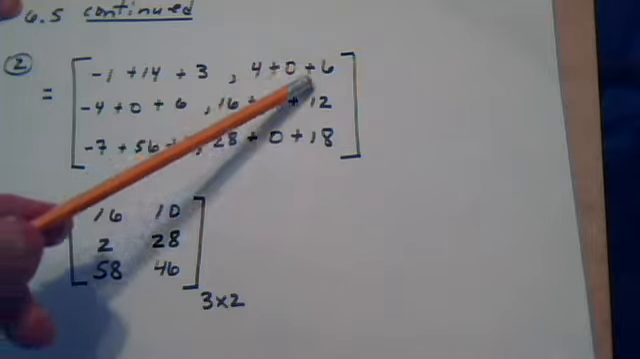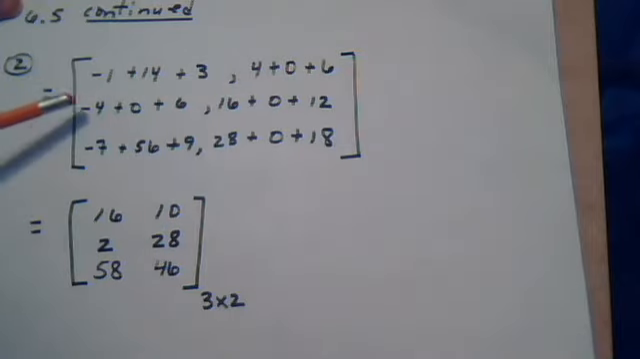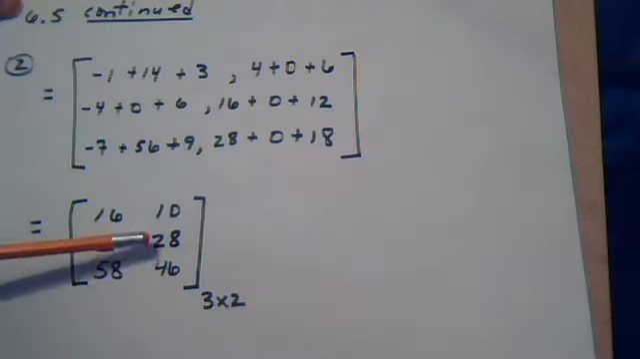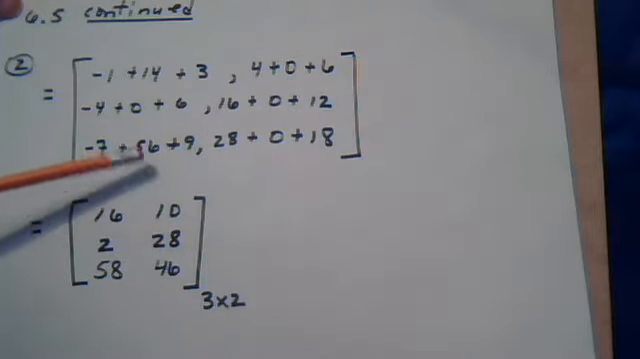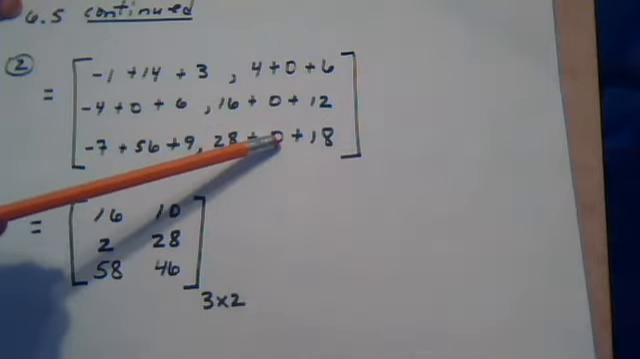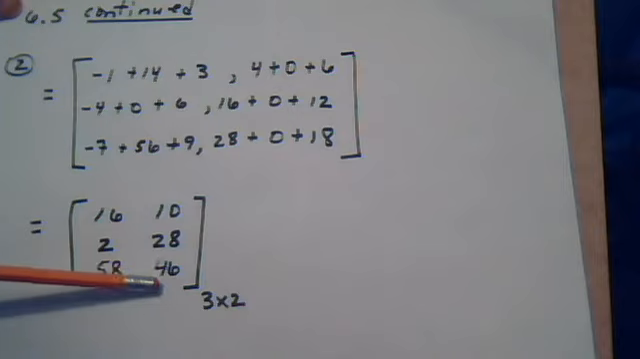4 plus 0 plus 6, 10. -4 plus 0 plus 6, 2. 16 plus 0 plus 12, 28. -7 plus 56 plus 9, 58. 28 plus 0 plus 18, 46.